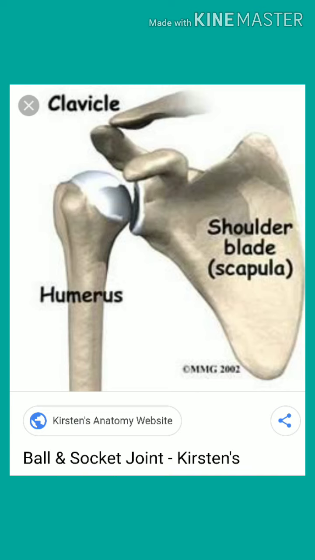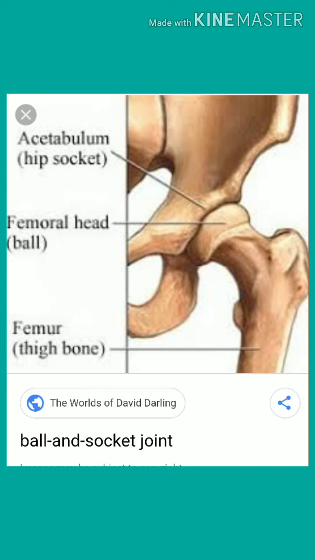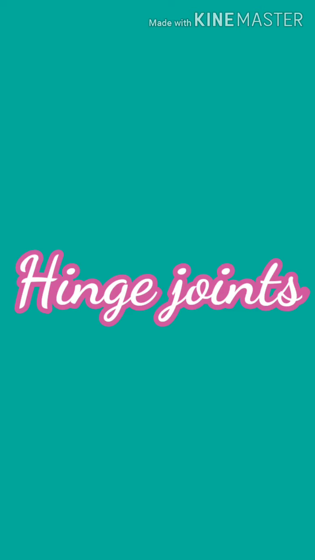Another example is the hip joint. See this diagram. This is the hip part. The hip joint also has a ball and socket joint. See carefully: the hip joint and the shoulder joint both have ball and socket joints.